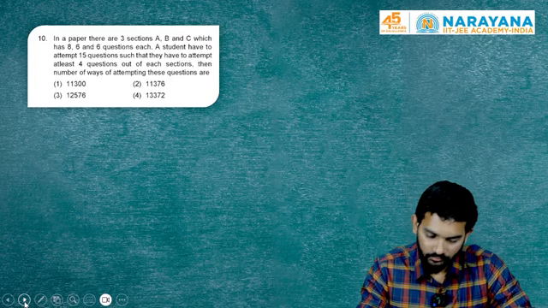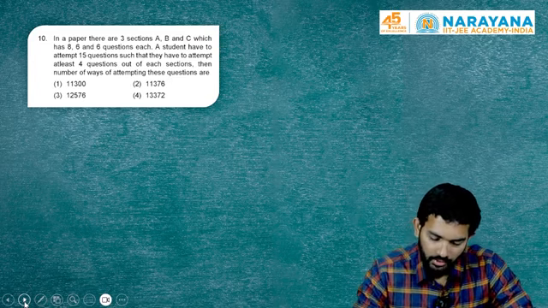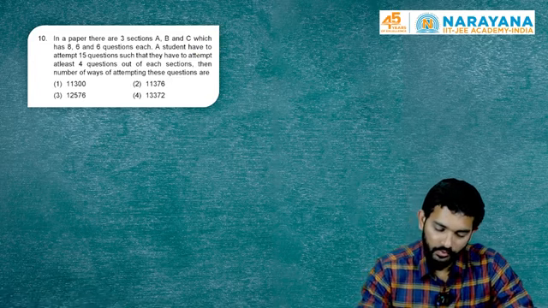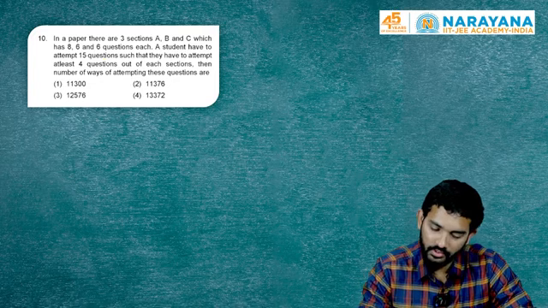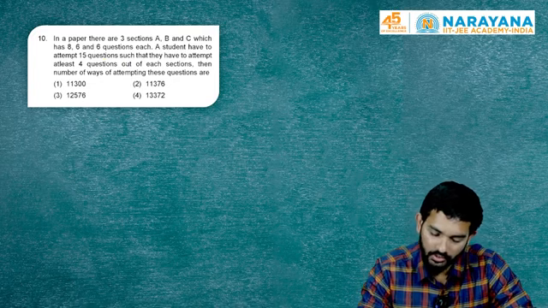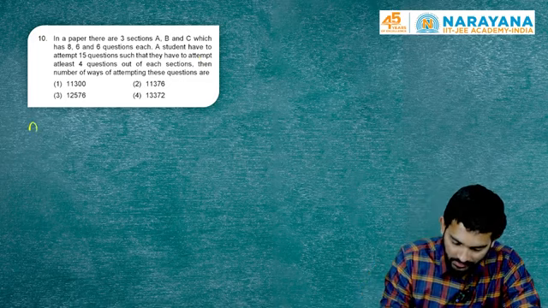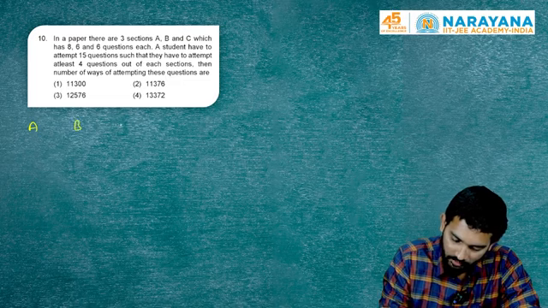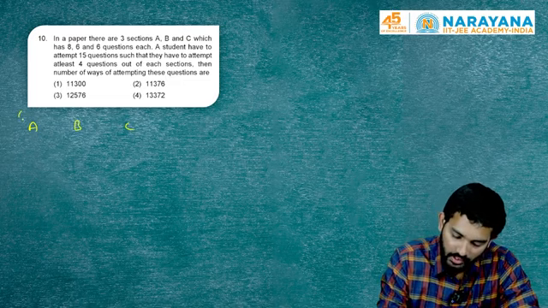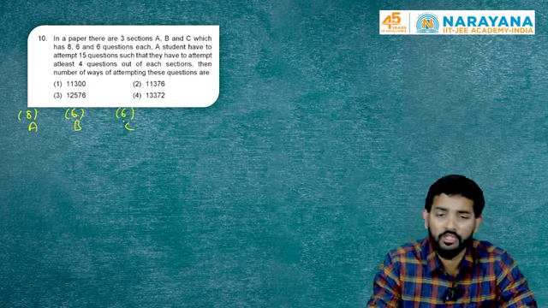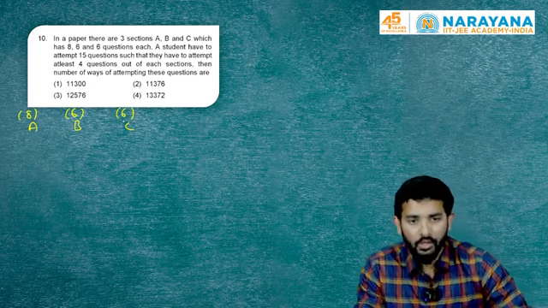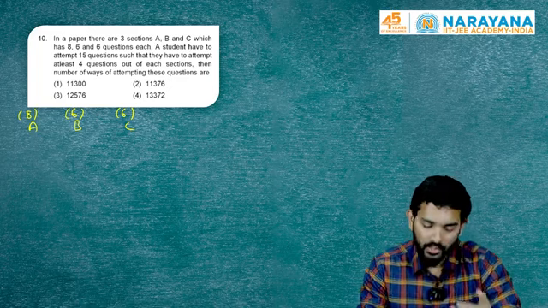Next question. In a paper there are 3 sections A, B, C, which have 8, 6 and 6 questions each. A student has to attempt 15 questions such that they have to attempt at least 4 questions out of each section. So let us take the cases. Let us take section A, section B, section C, and section A contains a maximum of 8 questions, B a maximum of 6 questions, and C a maximum of 6 questions. Now let us write the cases in a particular order.